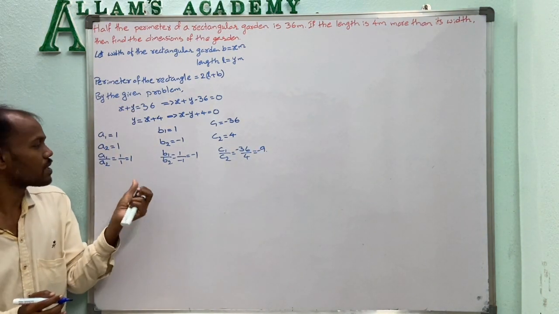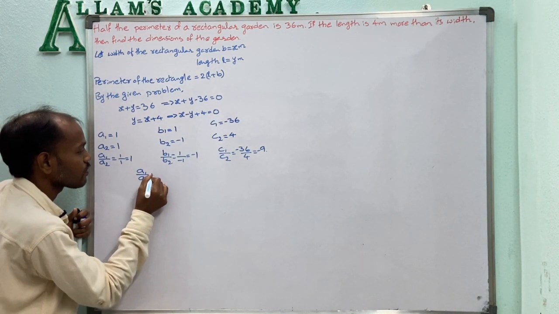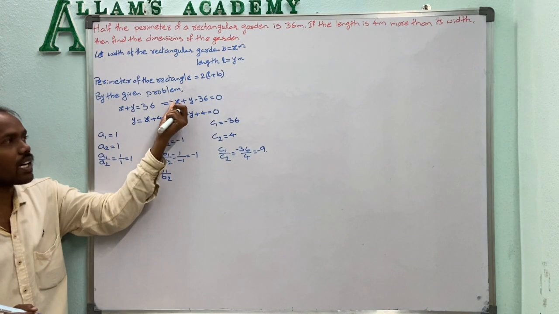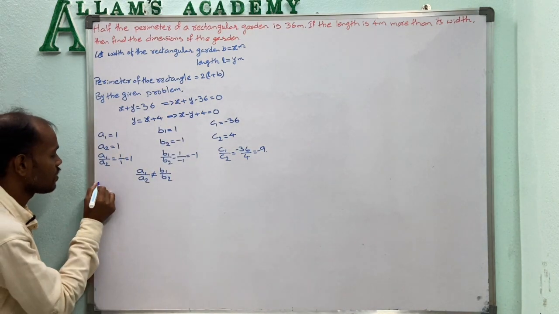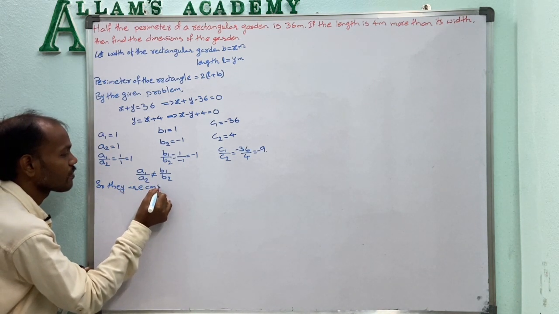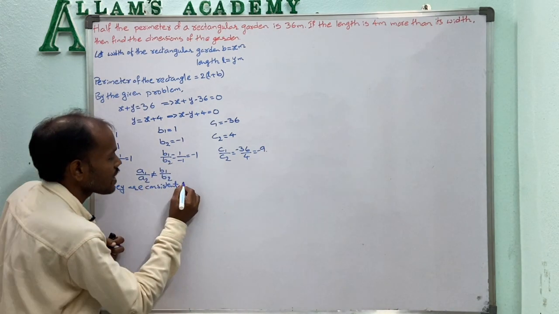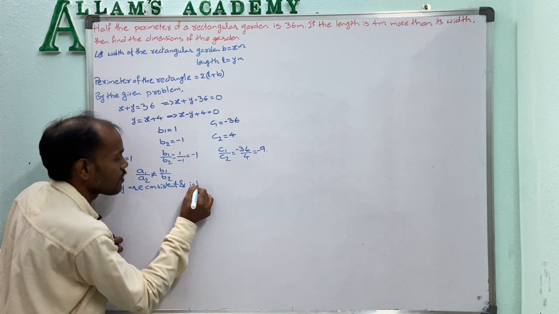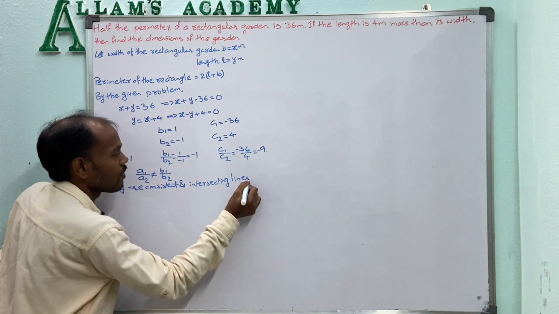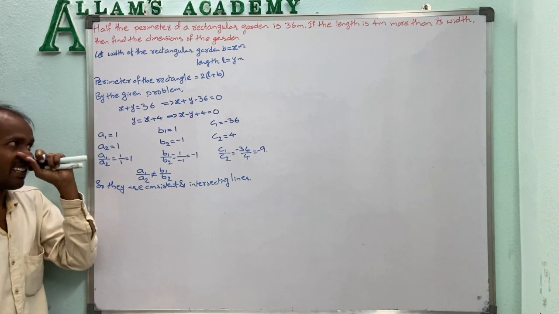So now if we observe, a1 by a2 is not equal to b1 by b2. So the given pair of linear equations is consistent. They are consistent, which means they are intersecting lines. Now we find the graphs and where they intersect.